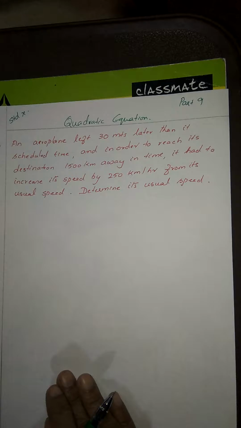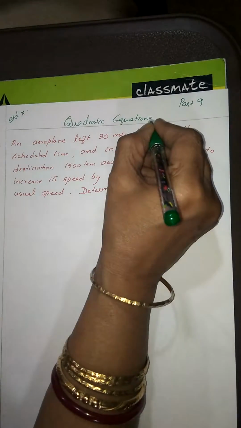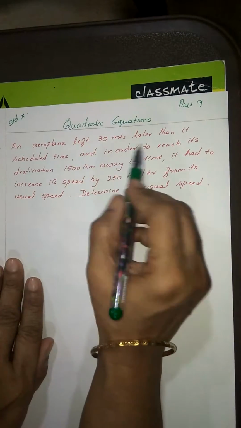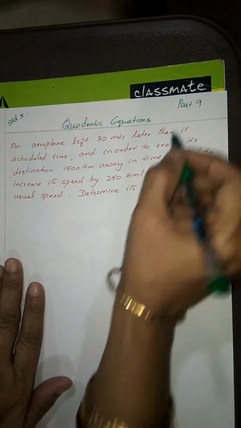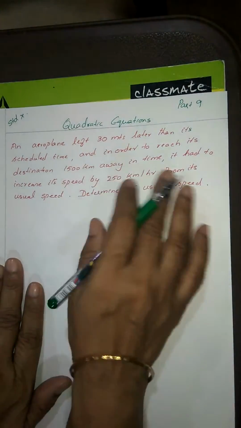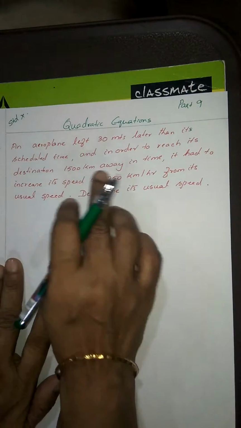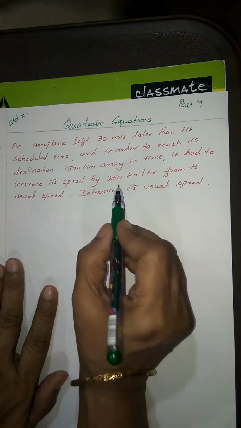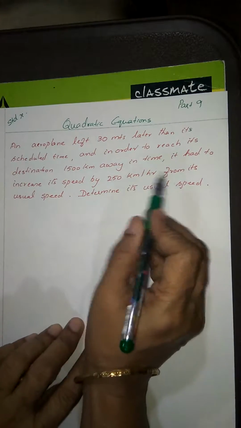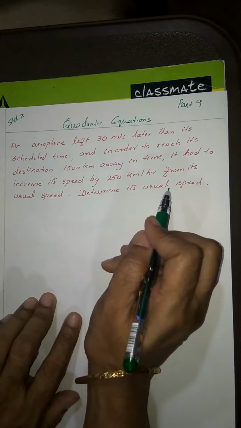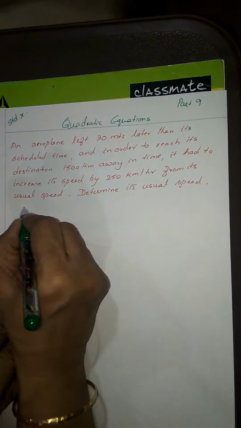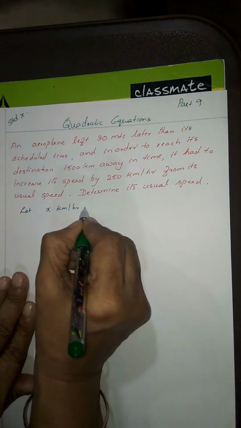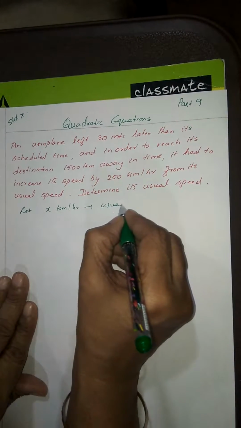The chapter is quadratic equations for standard 10. An aeroplane left 30 minutes later than its scheduled time, and in order to reach its destination 1500 kilometers away in time, it had to increase its speed by 250 kilometers per hour from its usual speed. Determine its usual speed. Let x kilometers per hour be the usual speed.